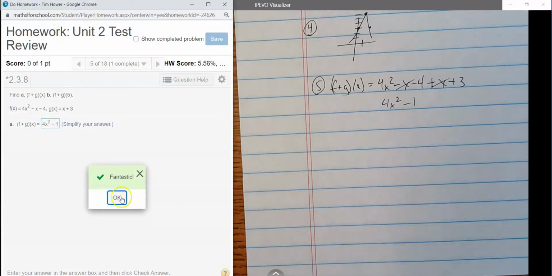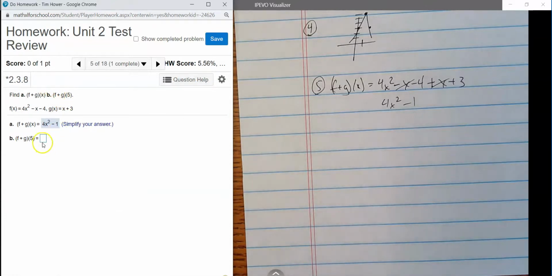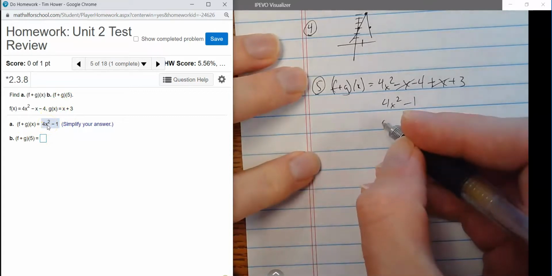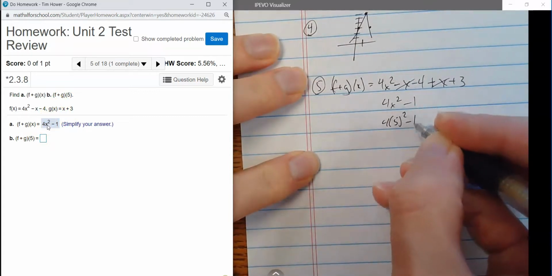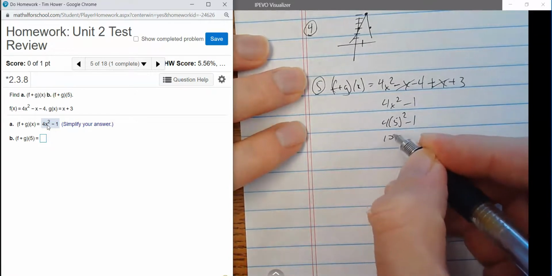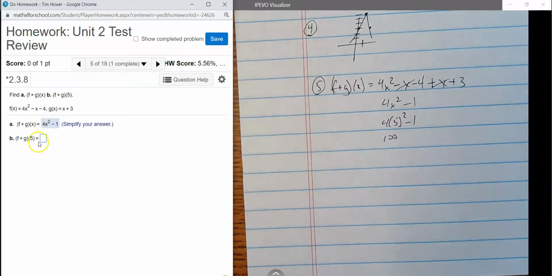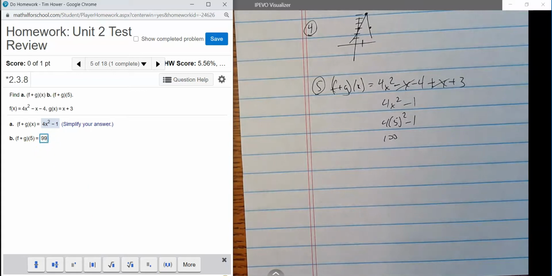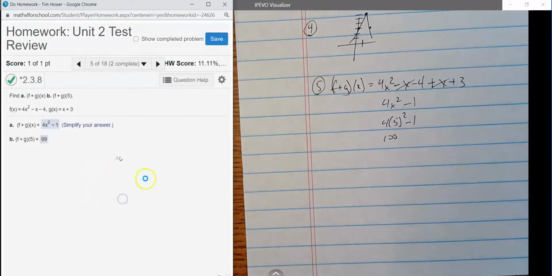Check answer. And now they want me to plug 5 in. Well, I've already got this in, so I just plug 5 into that. So 4 times 5 squared minus 1. 5 squared would be 25, times 4 is 100. Minus 1 is 99. So we'll put that in, 99. Check answer. Next question.